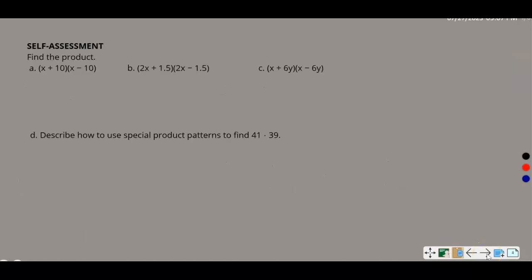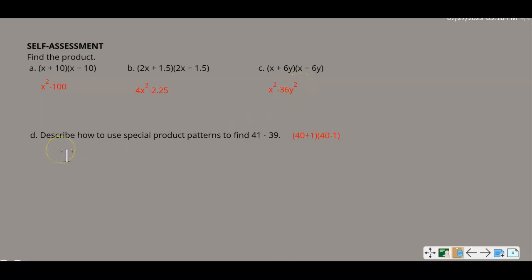All right, another self-assessment. So please pause the video, take a few minutes, see if you can answer these, and then come back and we'll check and see how you did. All right, let's see how you did on these. All right, so A part, you should have got x squared minus 100. B part, you should have got 4x squared minus 2.25. C part, x squared minus 36y squared.